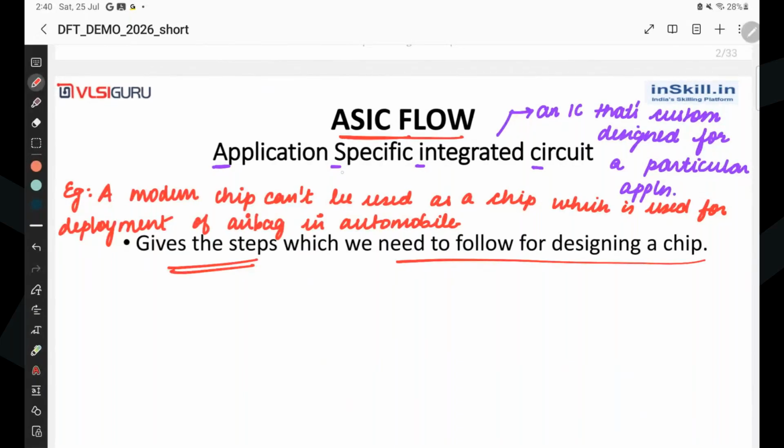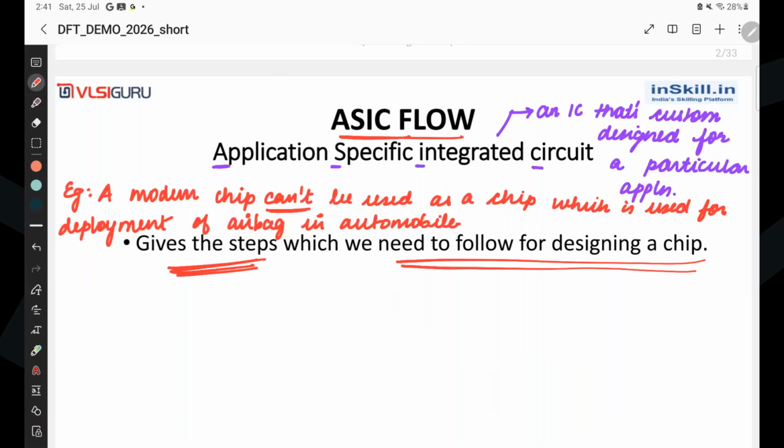So ASIC full form is application specific integrated circuit. It is an IC that's custom designed for a particular application. So say for example, a modem chip can't be used as a chip which is used for deployment of airbag in automobile. So ASIC flow basically gives the steps which we need to follow for designing a particular chip. And in the upcoming slides, we will see the various steps involved in the chip design.